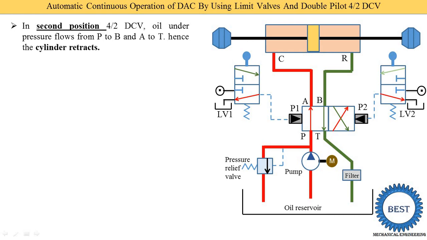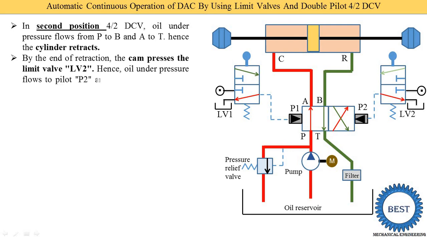At the same time, some oil present on the cap end side of the cylinder is supplied to the C port. From the C port it comes to the A port, and you see this A port is connected with the T port. So oil flows from A to T, and from the T port it is finally supplied to the oil reservoir. Now when the retraction is over, what happens?